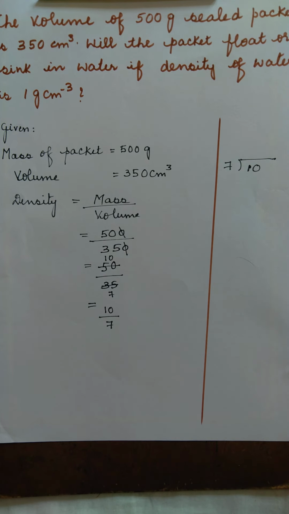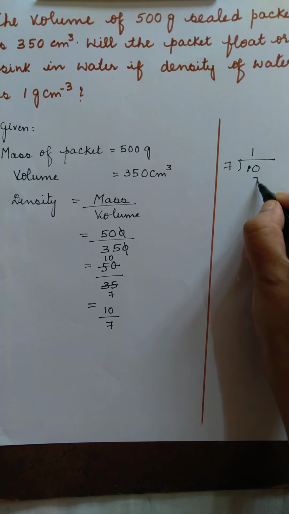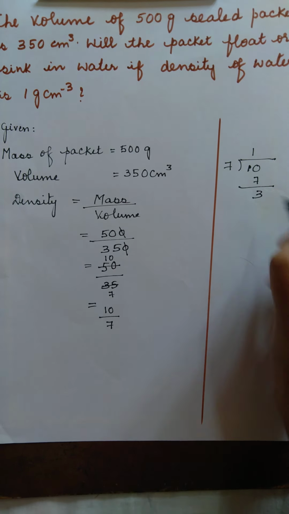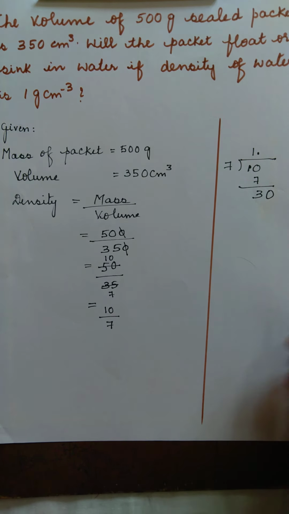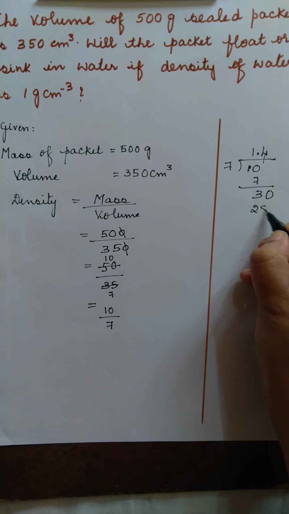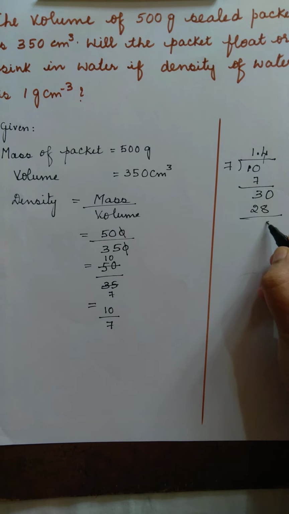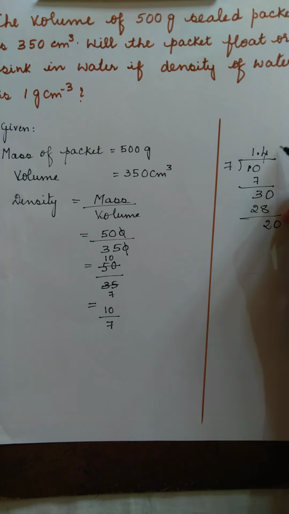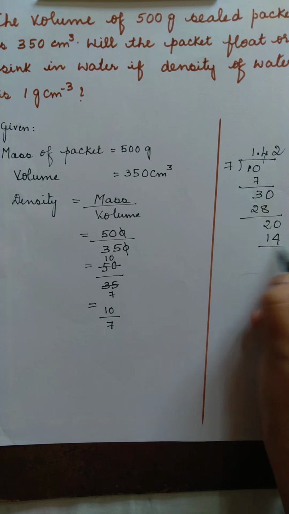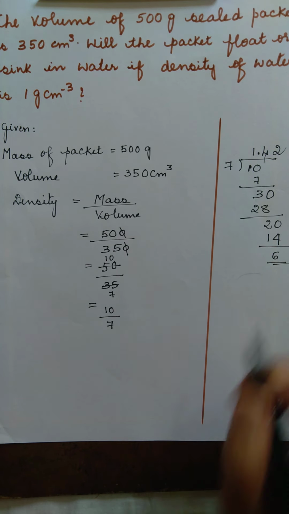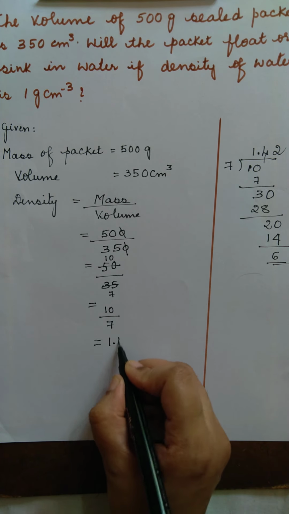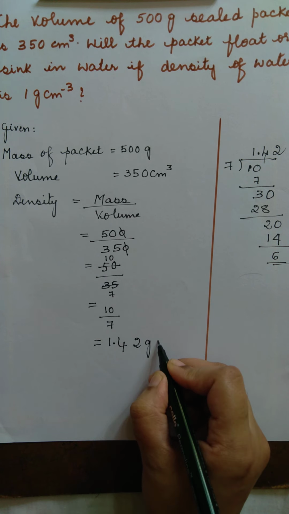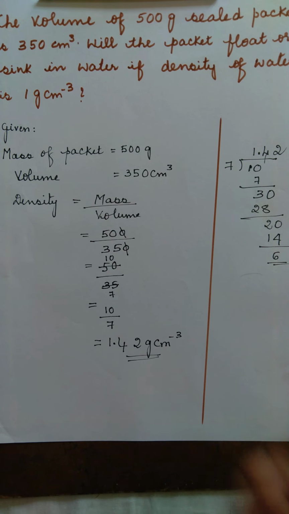Now perform the division. 7 ones are 7. The remaining is 3. 3 is lesser than 7. Take one decimal point. Put 0. 7 fours are 28. You get the value equal to 2. Again lesser than 7. Take 0. 7 twos are 14. The remainder will be equal to 6. Therefore, the density of the packet will be equal to 1.42 gram per cm cube.